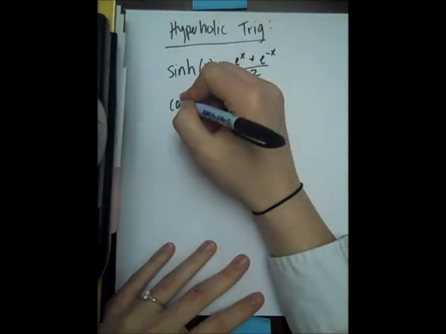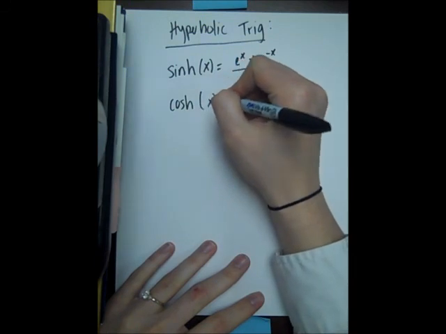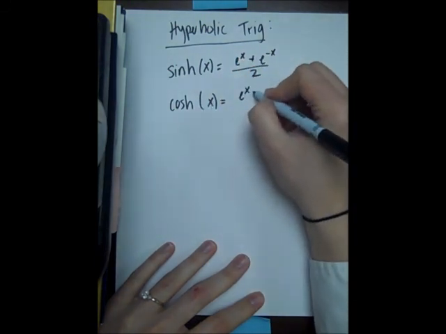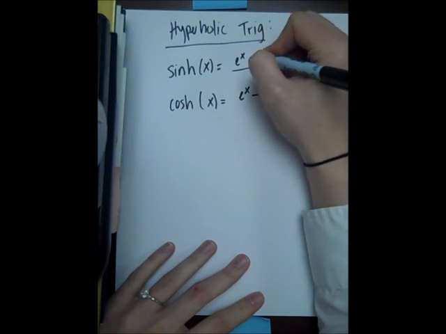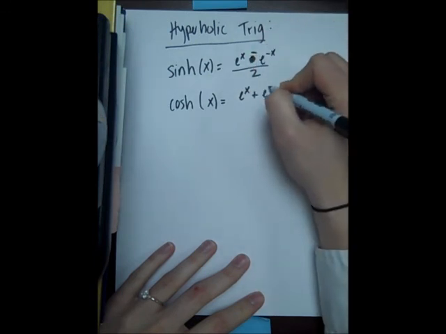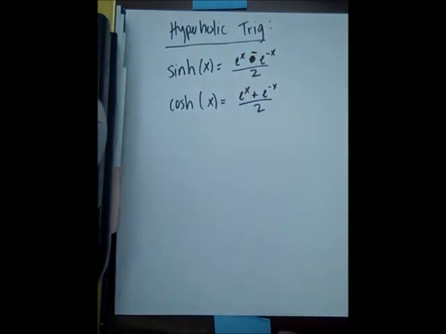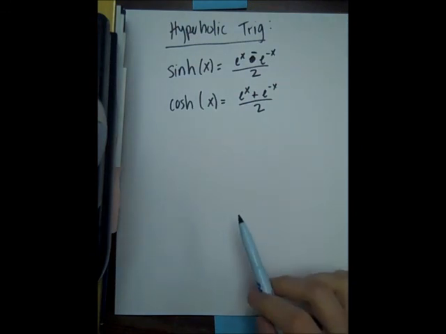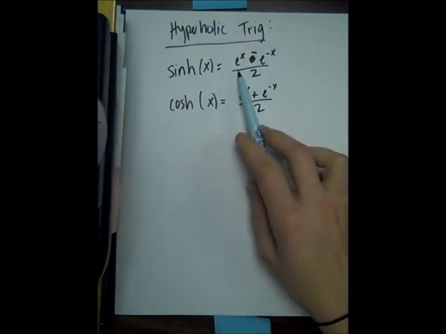You could also have hyperbolic cosine. That's defined by e to the x plus e to the minus x over 2. Oh, I got this wrong. This should be a minus up there. This one's the plus. So hyperbolic sine and hyperbolic cosine are defined in terms of e to the x.